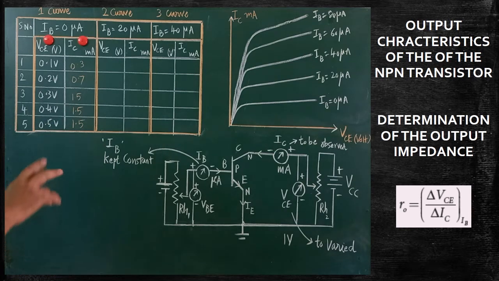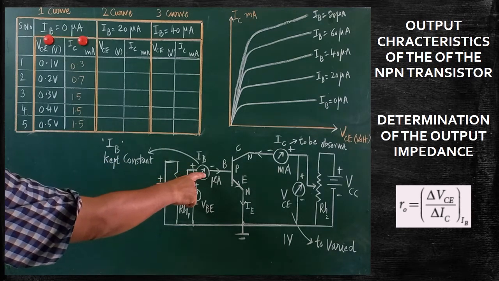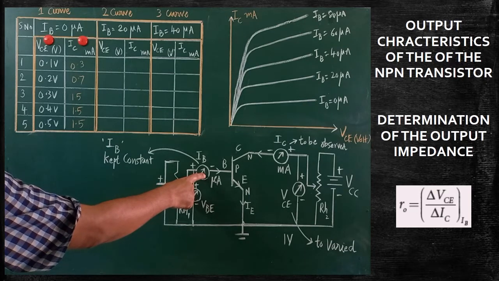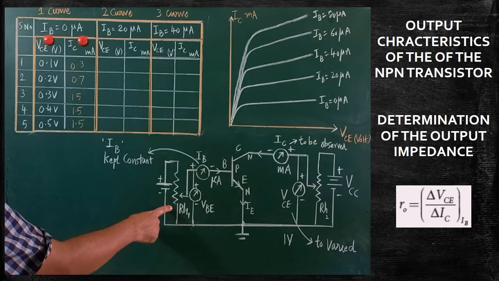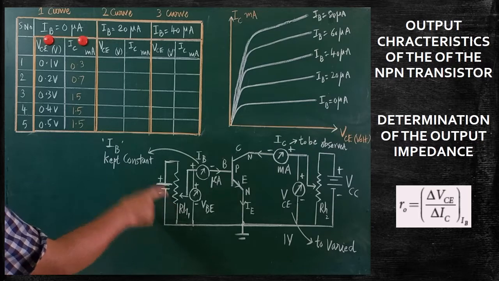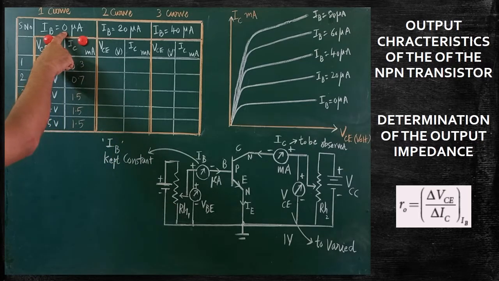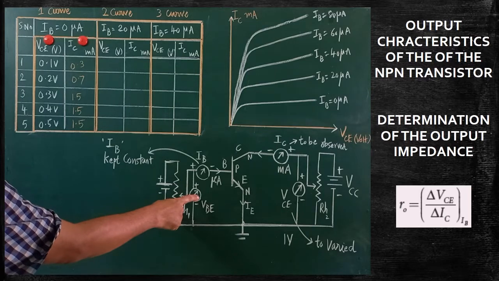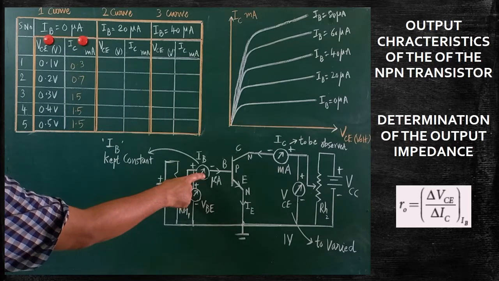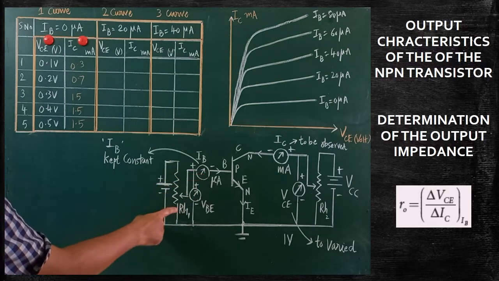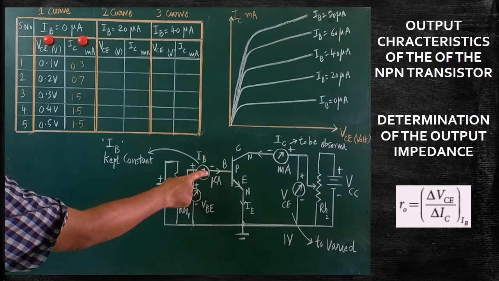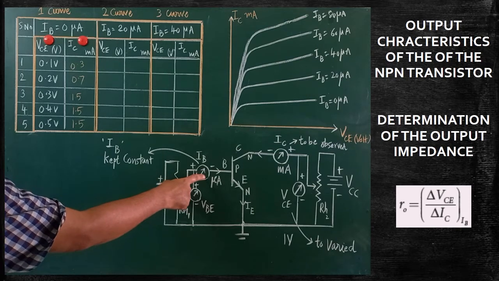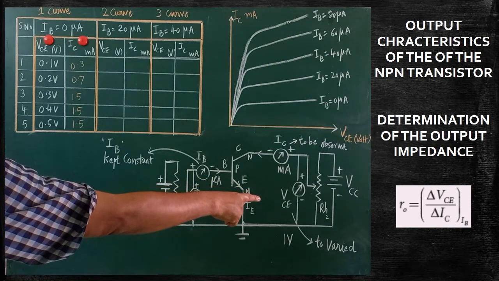Here the base current, the input current IB, should be kept constant. By adjusting the rheostat RH1, we have to set the value of IB as 0. IB must be kept at 0 microampere here. Is it clear? The value of IB must be set as 0 with the help of the rheostat RH1. So by keeping IB constant at 0 microampere, we have to vary the VCE.